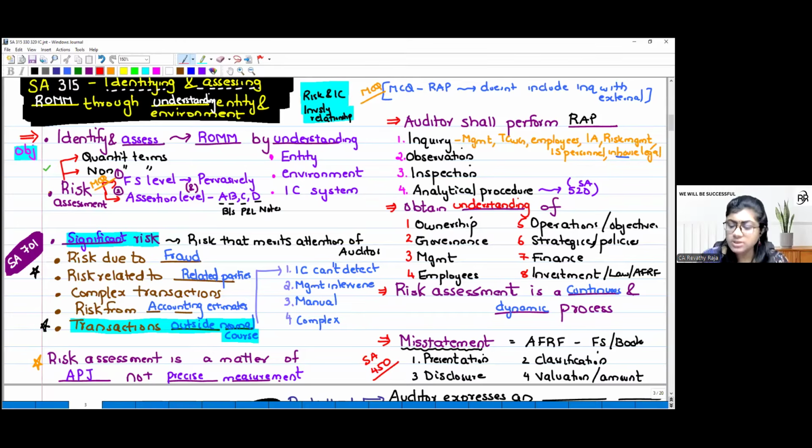In this, three or four repeated questions they have been asking. Significant risk example they have asked. Why a transaction outside the normal course of business is a risk, they have asked. This sentence is very important. Then risk assessment does not include external, that one. Then RAP includes these four. That is very important. To whom all you should inquire? These persons. That is also important.